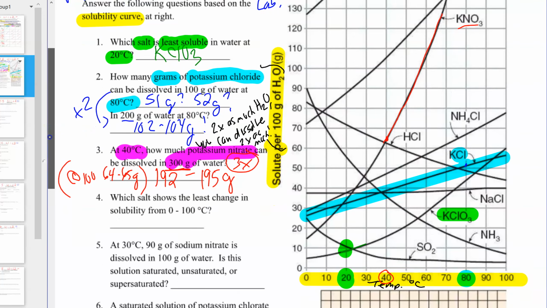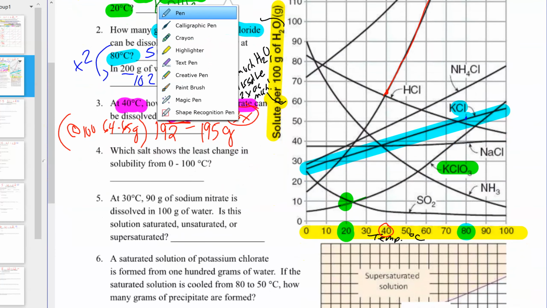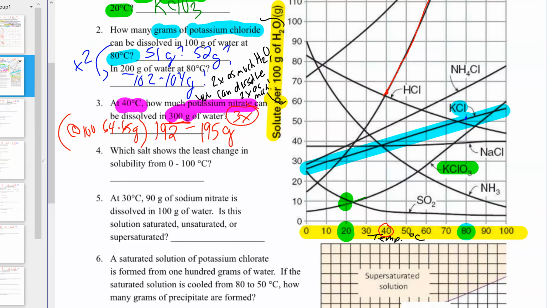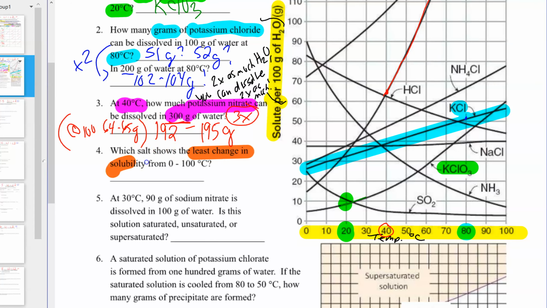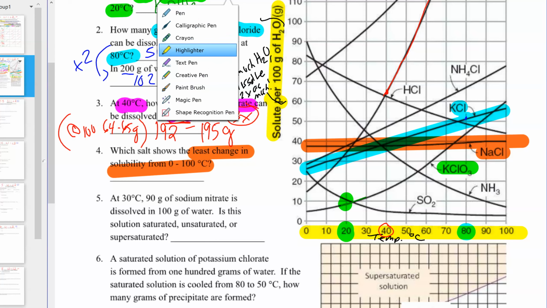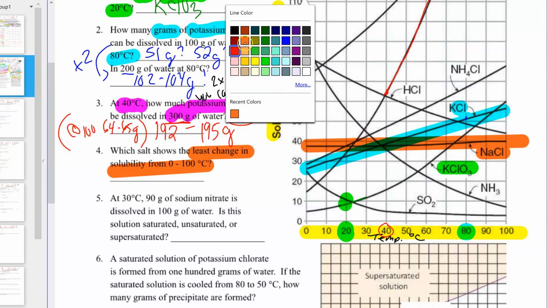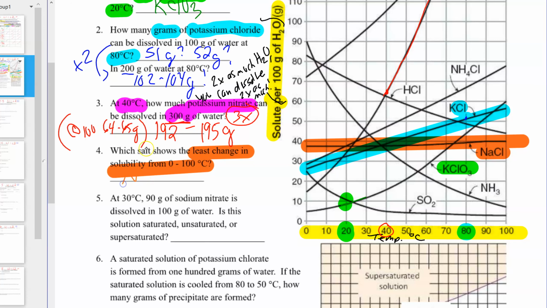Okay. Next one. Which salt shows the least solubility? Let's pick another fun color. Why don't we try orange? The least change in solubility from 0 to 100. So we want to find the flattest slope. We already talked about that. Sodium chloride, regular old table salt, NaCl. The slope is almost 0. I know it's not quite 0, but it's really flat.